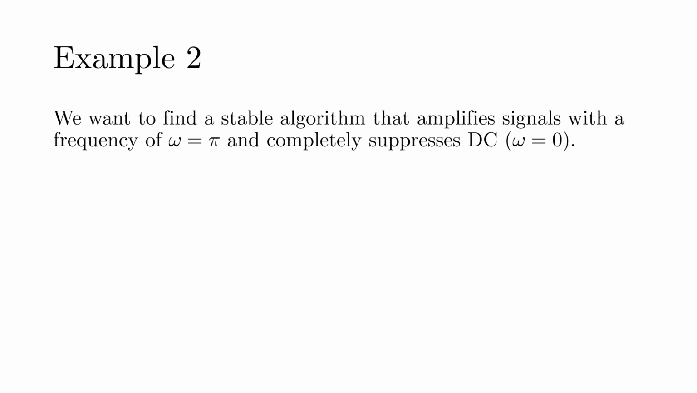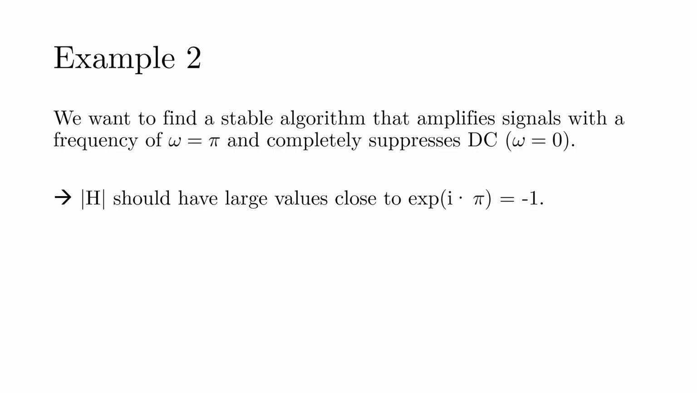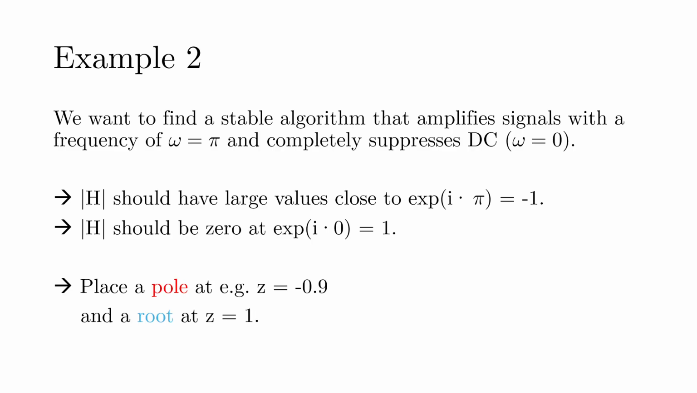I want to find maybe a bit more complex algorithm, but not too complex, so my algorithm should completely suppress DC signals and strongly amplify signals of frequency pi. So I would want my transfer function to have large values close to -1, because that's e to the i times pi, and a root at 1. So I could, for example, choose my pole to be at -0.9, or -0.8, or -0.999, doesn't matter, and my root has to be at z equals 1. So if this is my complex unit circle, I'd like my pole and root to be there, for example.